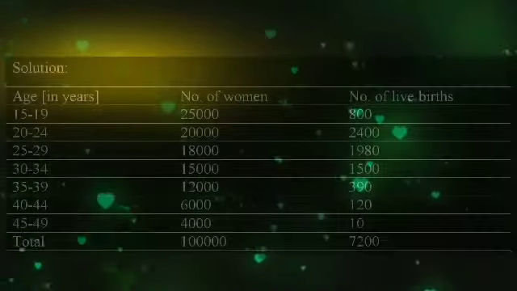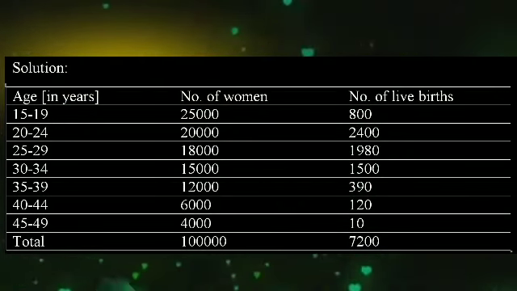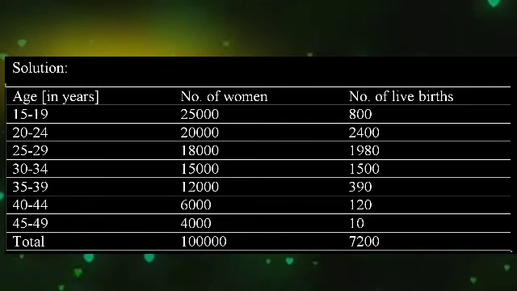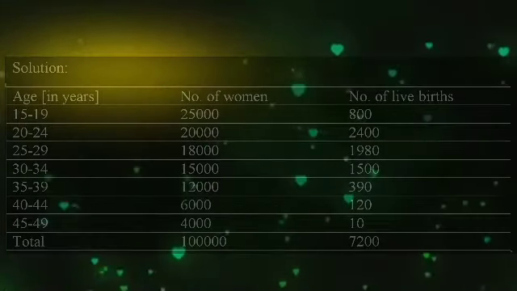Now in the solution part, first draw the table, copy the table which is given in the question, include one more row to find the total values, and find the total of the second and the third column.